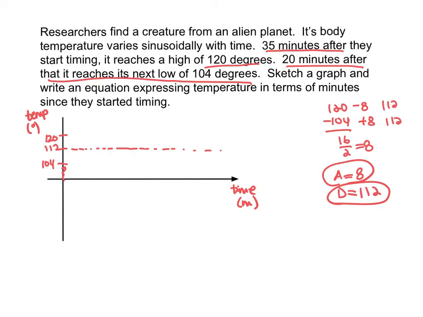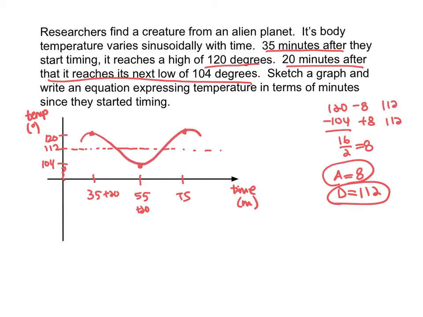Now let's start graphing this. It says 35 minutes after it starts timing, we reach our high. So right here happens at 35 minutes. 20 minutes after that, it reaches the low. So if we add 20 to this, we'd be at 55. That's our low temperature. Well, to get back to my high temperature, I have to add the same distance. So I have to add another 20. If I add 20 to this, you can see I get 75.